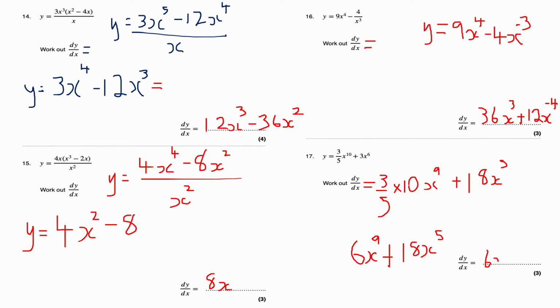Okay, so hopefully it's making sense so far. This is the idea of dy by dx, what I call differentiation. The power comes down as a multiplier, and then the power comes down by 1.